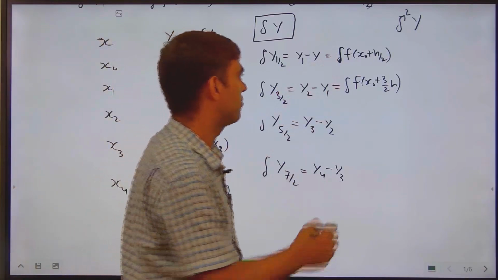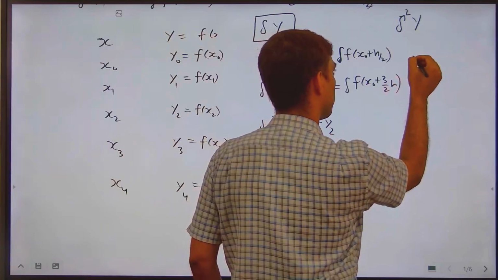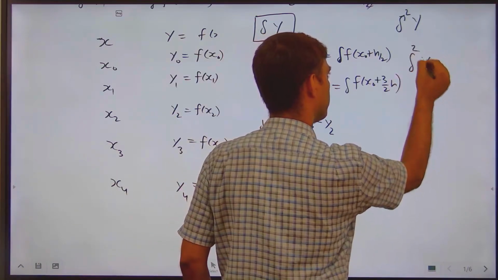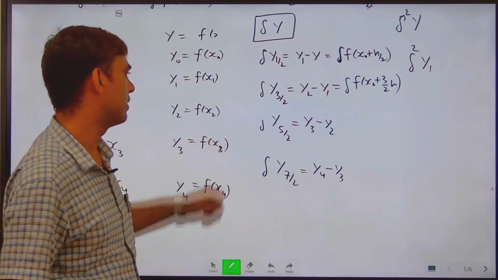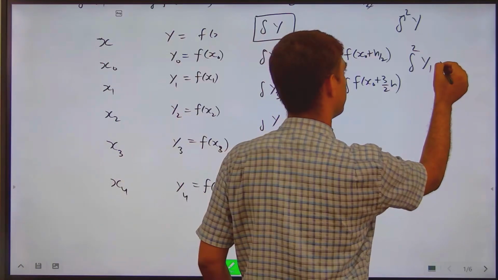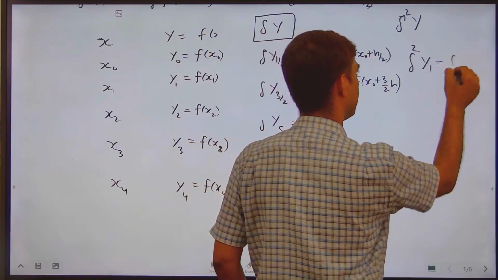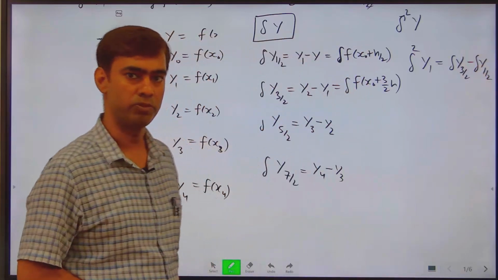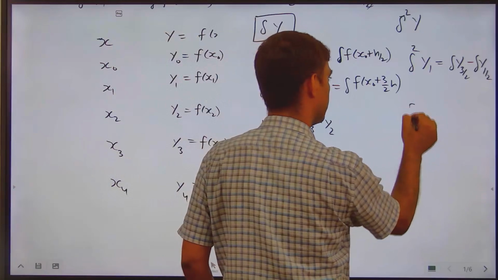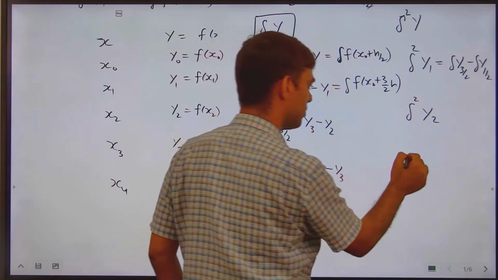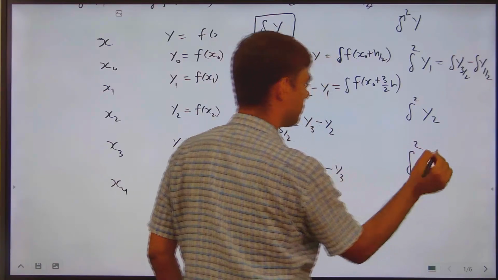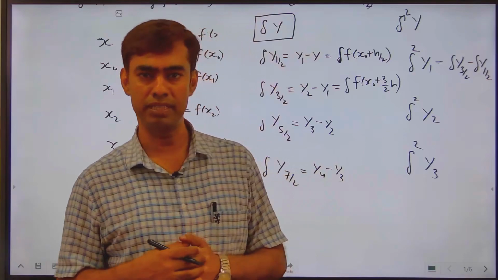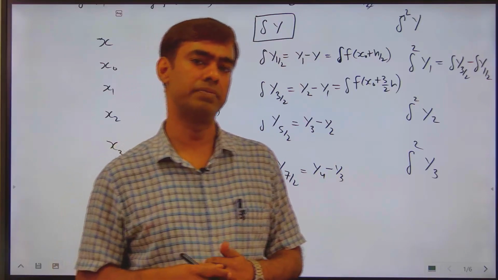The difference of these two is the second order central difference, and the notation of the second order central difference is delta 2 y1. Similarly, the difference of these, delta 2 y1, equals delta y 3 by 2 minus delta y1 by 2. Similarly, the difference of these two is delta 2 y2 and the difference of this is delta 2 y3. In a similar manner, we define a third order central difference, fourth order central difference, and nth order central difference.